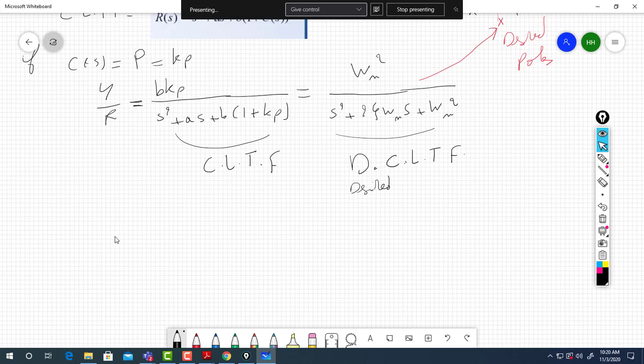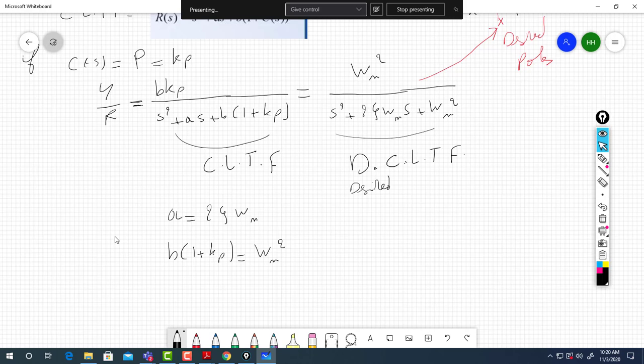How to compare then? A equal to 2 zeta omega n, and B, 1 plus Kp, equal to omega n square. So I have omega n square, I can directly find Kp.